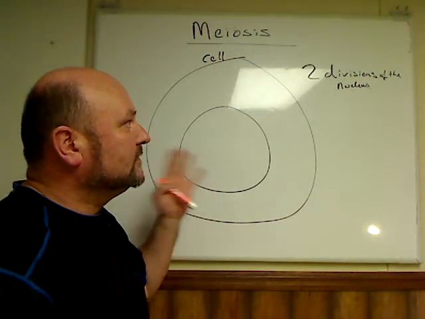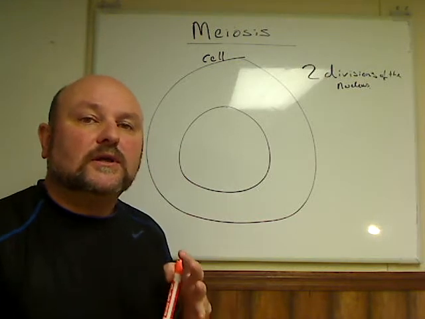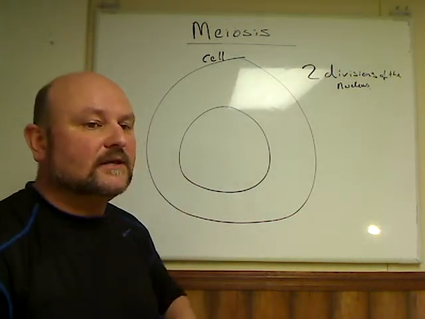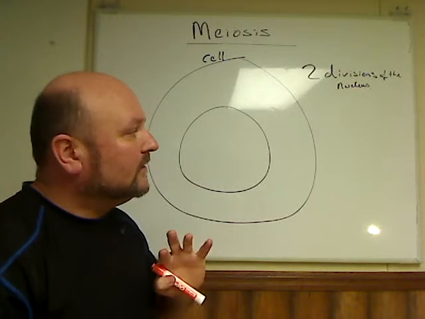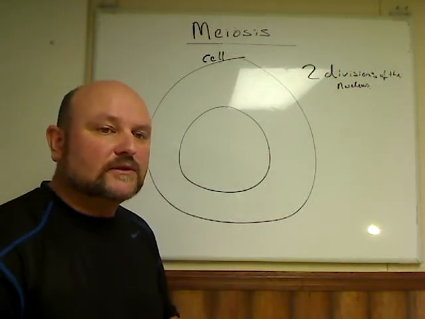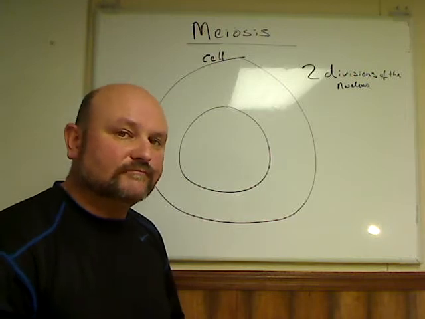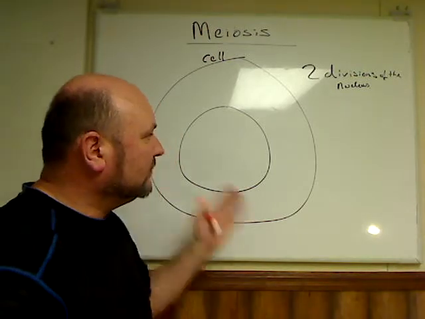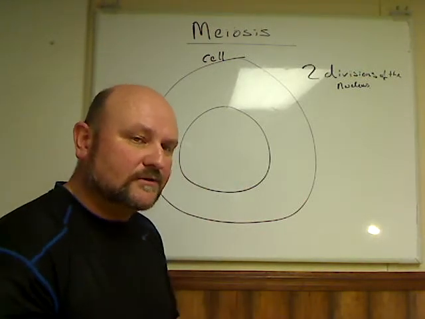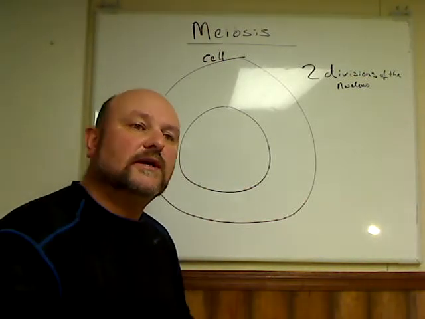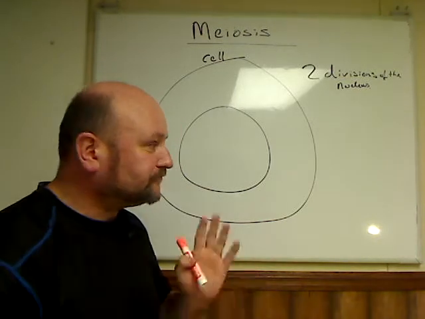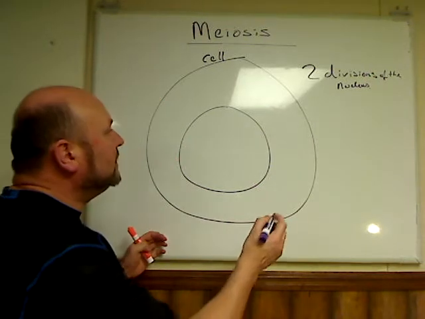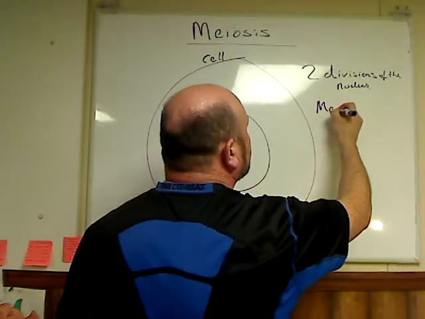Now in the first division, although they follow the same prophase, metaphase, anaphase, telophase, there is a very subtle difference between the two which creates the variation. Whereas in mitosis you end up with identical cells, in meiosis, with the slightly different arrangement on the metaphase plate in the first go around, creates potential for variation. Alright, so let's just go through it quickly.